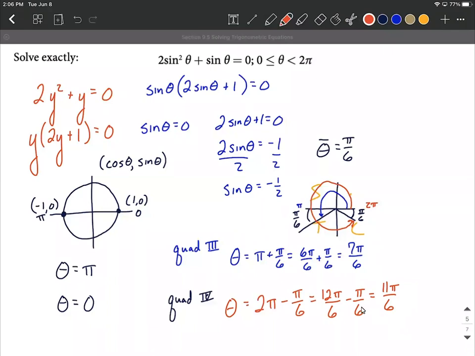4 different solutions. I hope this helps out as you're working on solving trigonometric equations. Just take your time, factor whenever possible. You can get there, but it takes practice. Keep going.